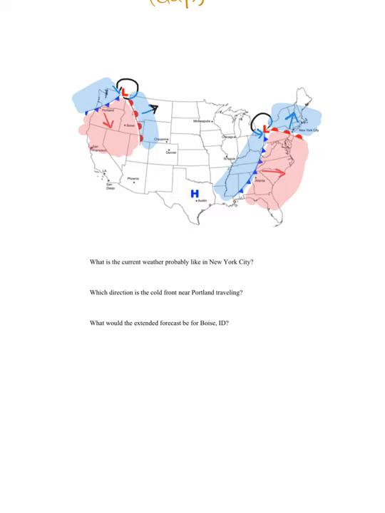So our first question is, what is the current weather probably like in New York City? If we find New York City, what is it probably like? Well, it's in that blue area, so it's probably cool. We know that cold means ice, so we can think about those cirrus clouds that are really high up and made of ice. So it's cool weather with cirrus. But that's going to change because we know that we have that warm front moving through. If we're real close to that warm front, we could have some steady rain.